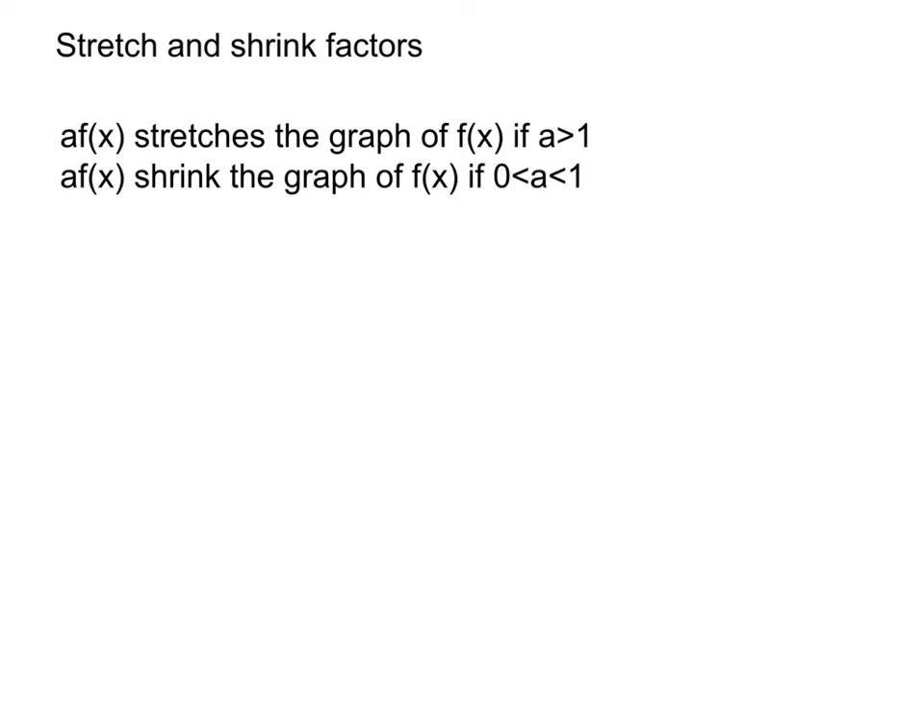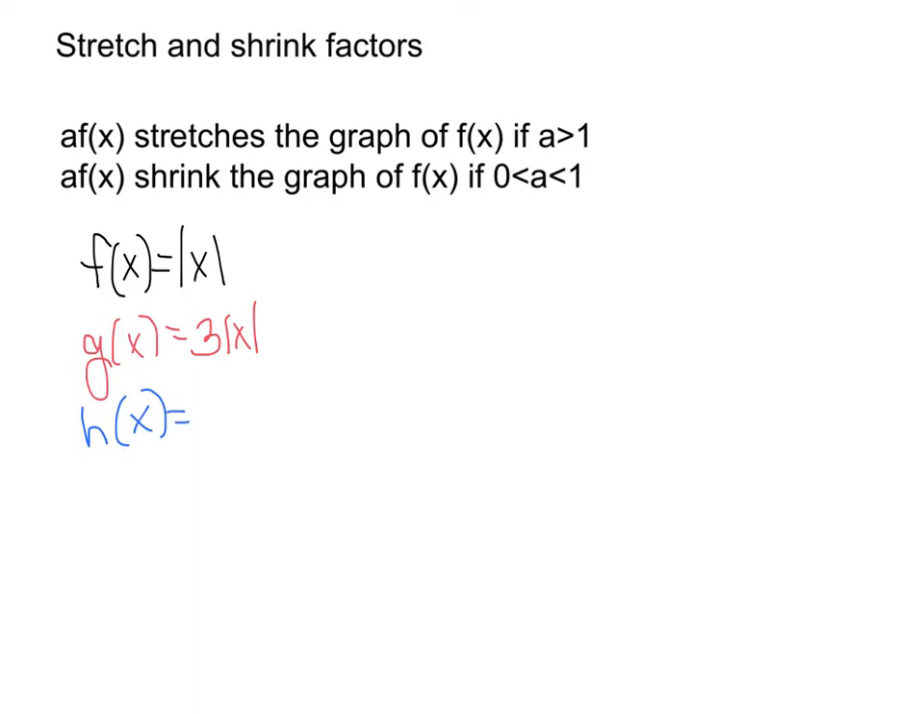So on the same grid, I would like for us to look at f of x is equal to the absolute value of x. I'd like for us to also look at g of x, which is equal to 3 times the absolute value of x. And last but not least, I'd like for us to look at h of x is equal to 1 over 3 times the absolute value of x. So we're going to look at each of these on the same grid so we can really see what's going on, just like we have with the previous ones.